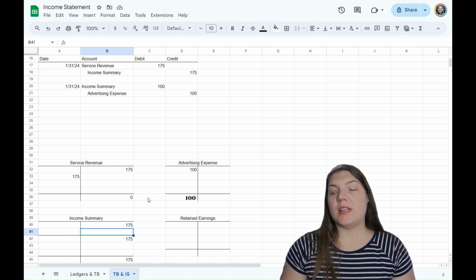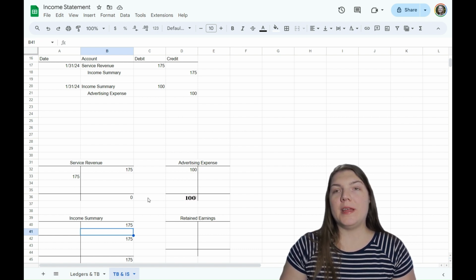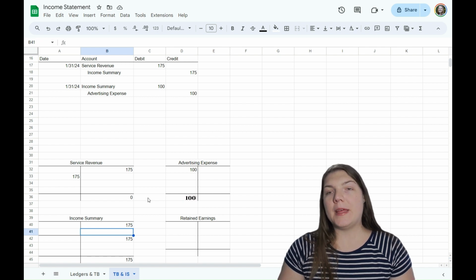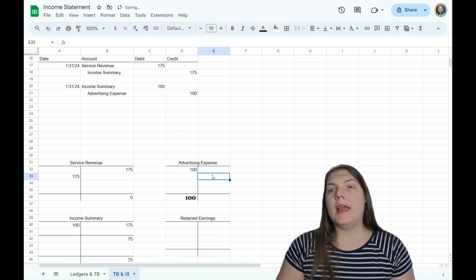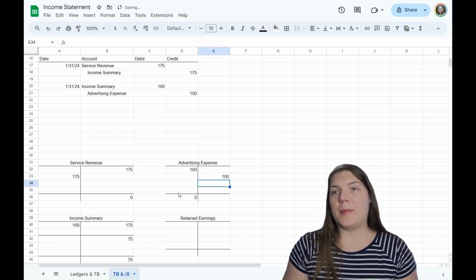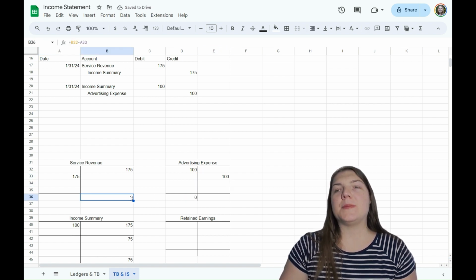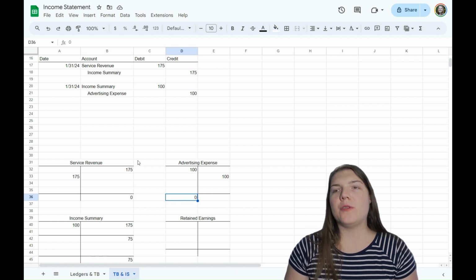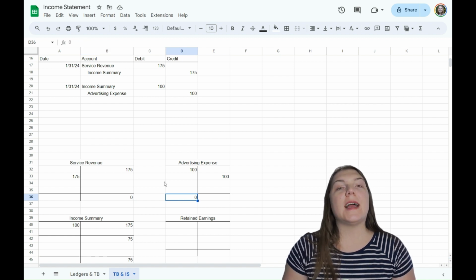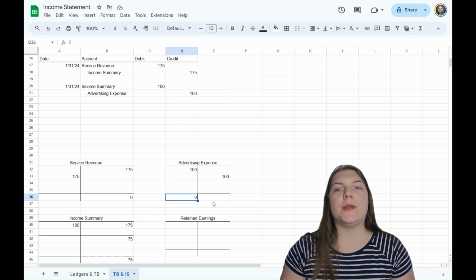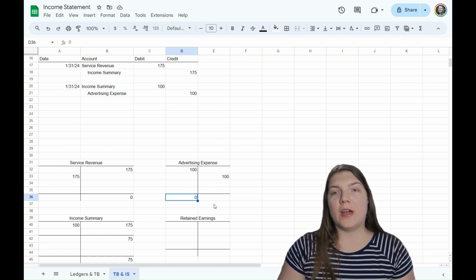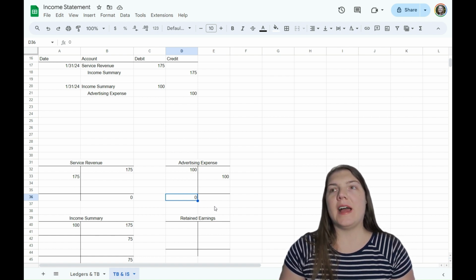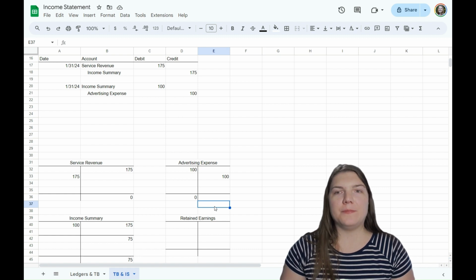And then the next journal entry debits income summary. And so it'll be a debit of 100 and a credit to advertising expense. In advertising expense, the debits and credits equal each other out, so they have a $0 balance, which is exactly what we wanted to do. We're resetting it as we talked about. Income summary, it's the 175 credit minus the 100 debit to get us this credit of 75, which matches our net income.